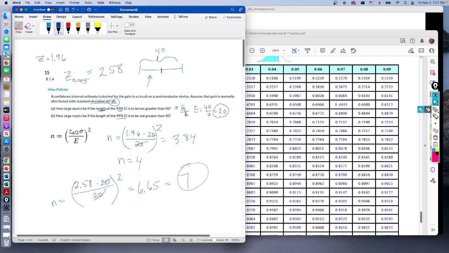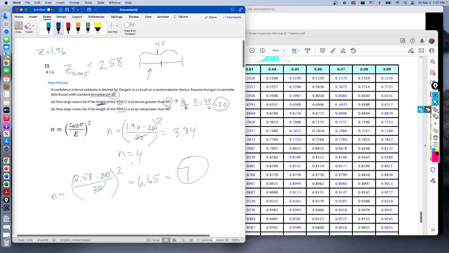Okay, so that was number 15. But probably the question was about when it talks about the length. When it talks about the length of the interval, you want half of it. If it said it wants the error not to be greater than 40, then that's really talking about this half, and we just use 40 as our error. But when it talks about the length of the confidence interval, 40 is not the error, it's the length of the confidence interval. The error would be half of that. Does that make sense? I hope.